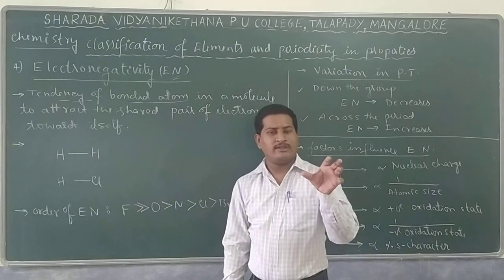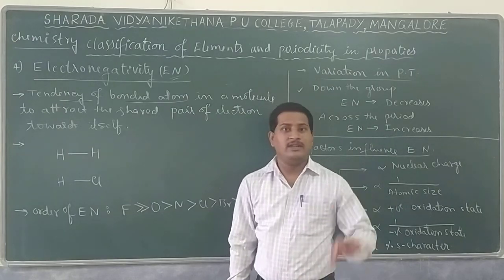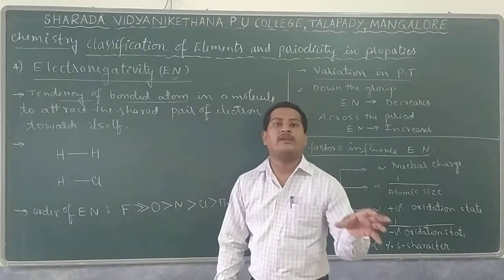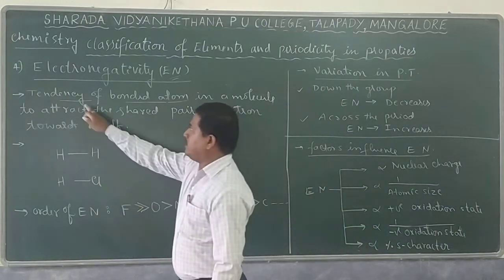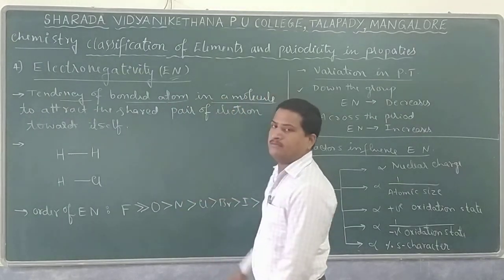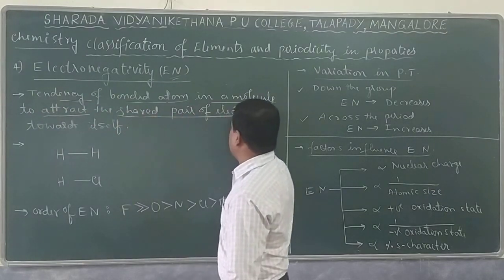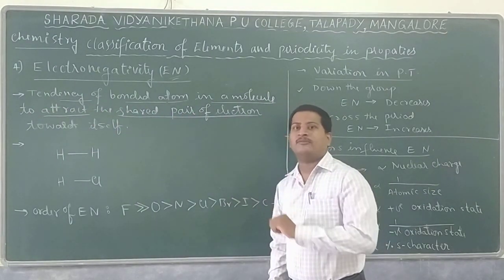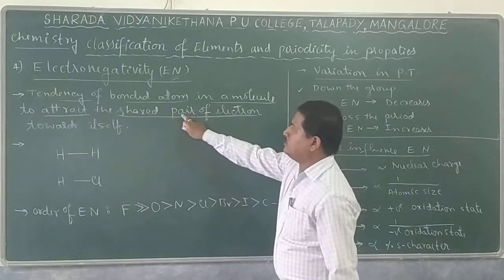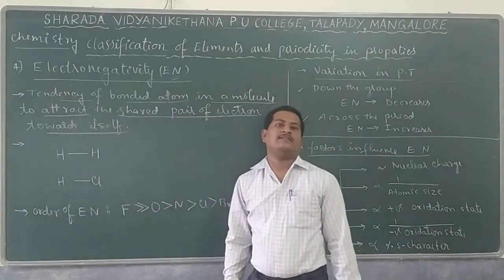we are talking with respect to an individual atom: after adding an electron, after removal of an electron, what happens? Individual atom. But here it is the bonded state, atoms in bonded, combined form. So it is the tendency of that bonded atom in a molecule. In a molecule, what does it do? It attracts the shared pair of electrons. Shared pair means electrons present in that bonded situation, towards itself. So this process is nothing but electronegativity.